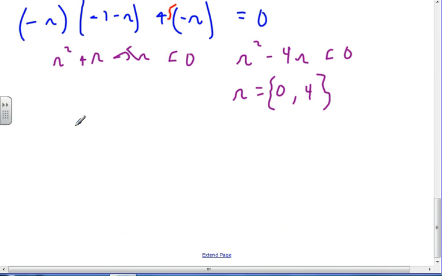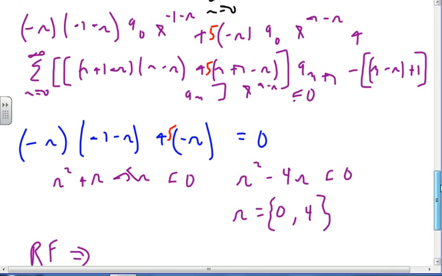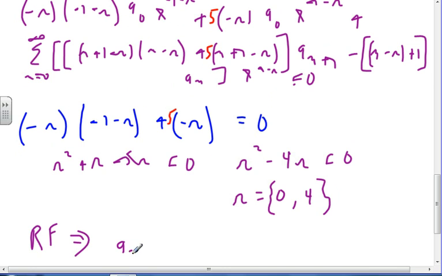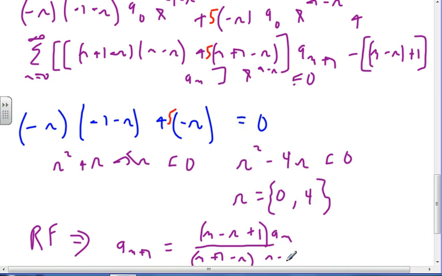Okay. So we have a recurring formula. My recurring formula is a n plus 1 equals, there's a minus sign there, so it becomes positive, n minus r plus 1 divided by a n, divided by n plus 1 minus r, n minus r plus 5 n plus 1 minus r. So that's my recurring formula.